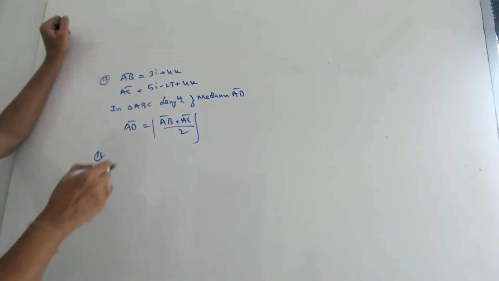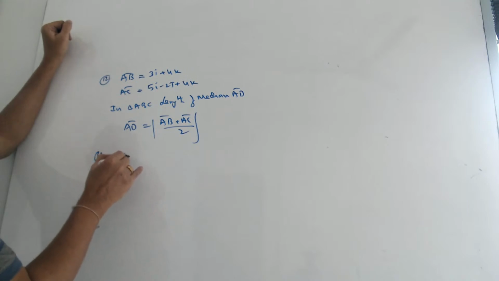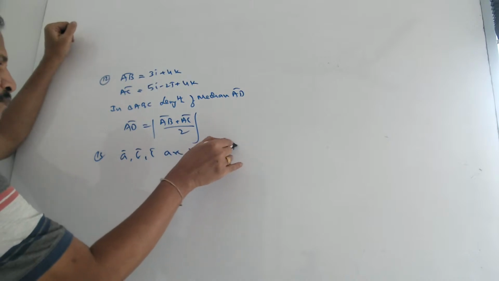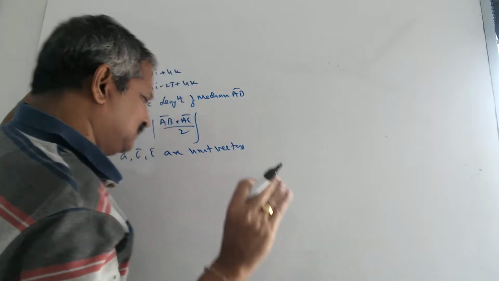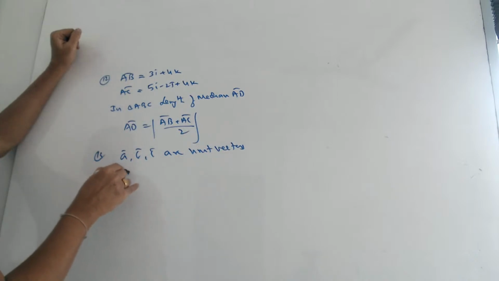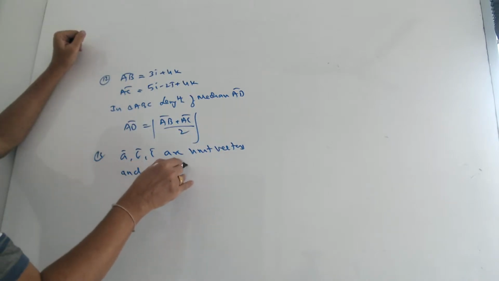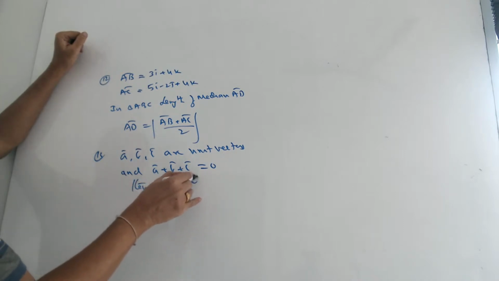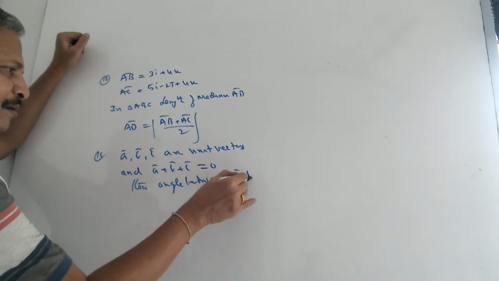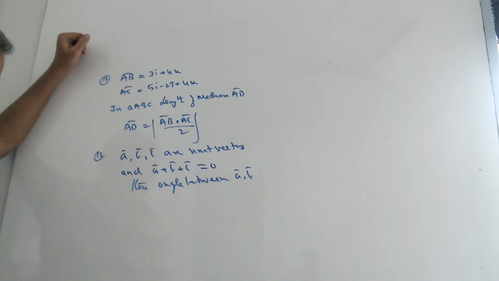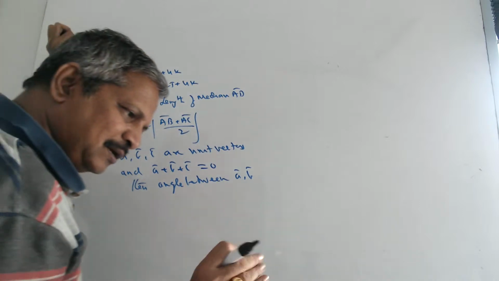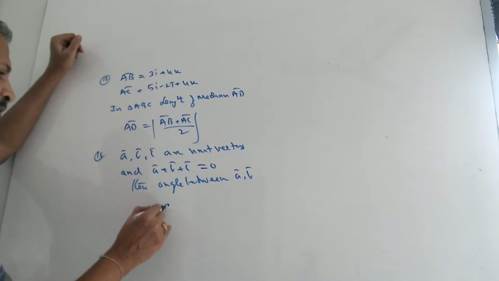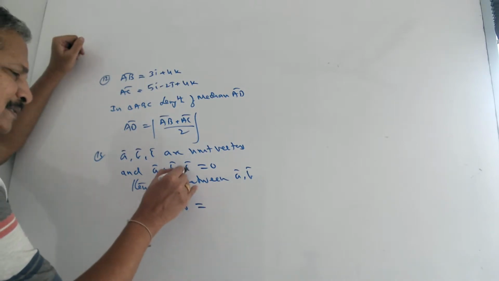So one more thing is A bar, B bar, C bar are unit vectors and A bar plus B bar plus C bar equal to 0. Then the angle between A bar and B bar. A, B, C are unit vectors and A plus B plus C is 0. Then the angle between A and B. So what I will do, because they are asking A, B, you take C that side.